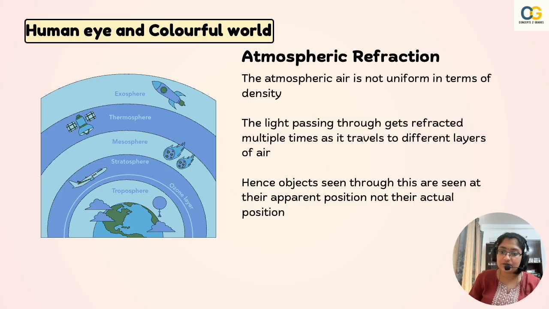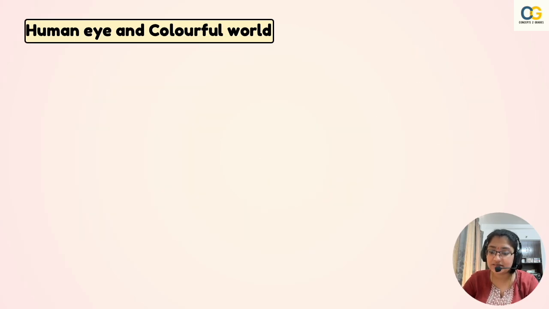So what happens because of this is, the position at which you see an object is not its actual position. It could be because of refraction, and the actual position could be somewhere else. This theory explains multiple phenomena such as twinkling of stars and advanced sunrise and sunset, which we will see now.